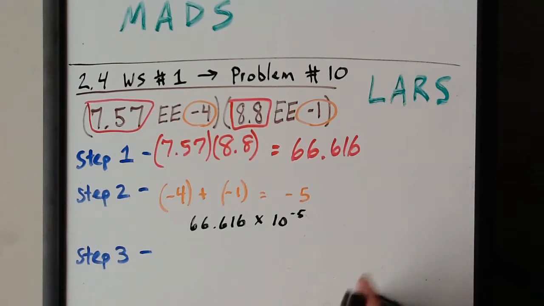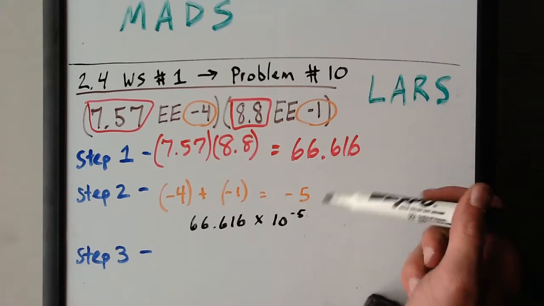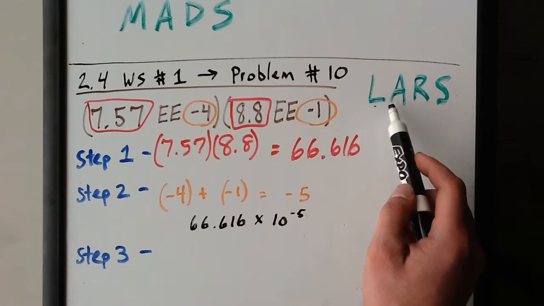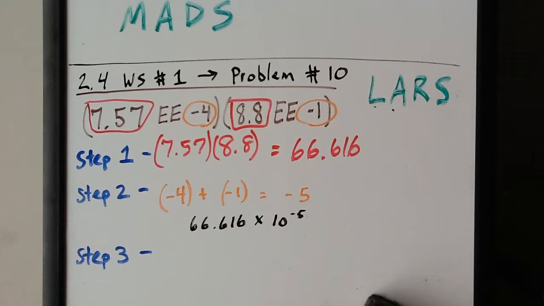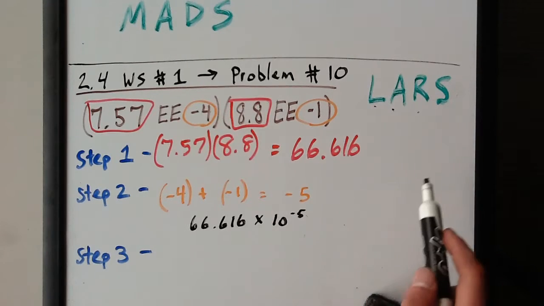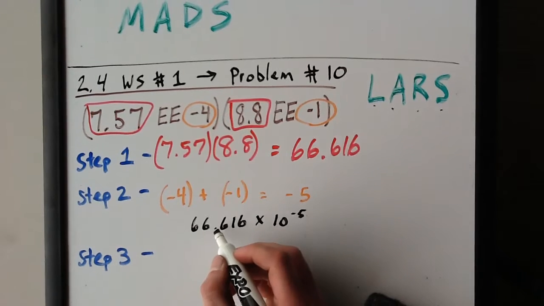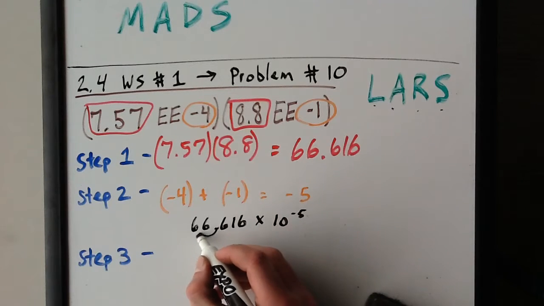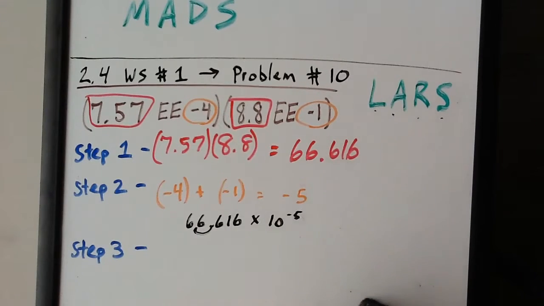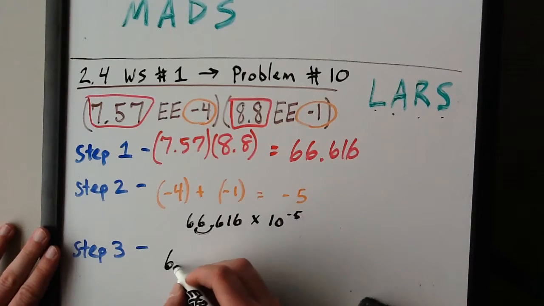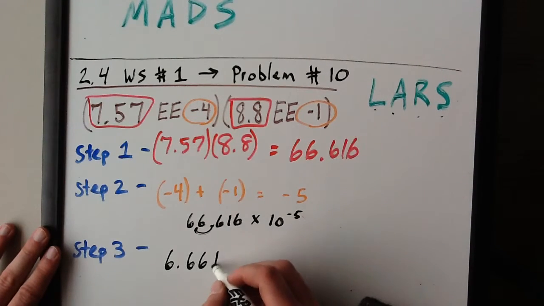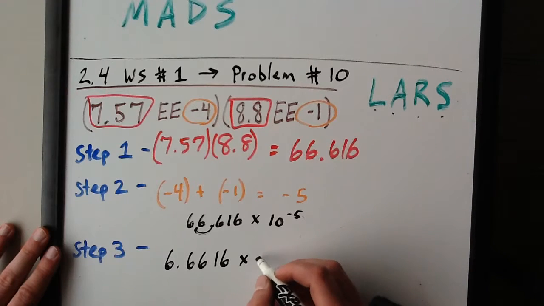To adjust it, I'm going to follow LARS. If I move the decimal left, I'm going to add to the exponent. If I move the decimal right, I'm going to subtract from the exponent. So here I need to move my decimal left to get the base number to be less than 10. So here's the decimal. I'm going to go left 1 space right there. So my new base number is 6.6616, and this is times 10.